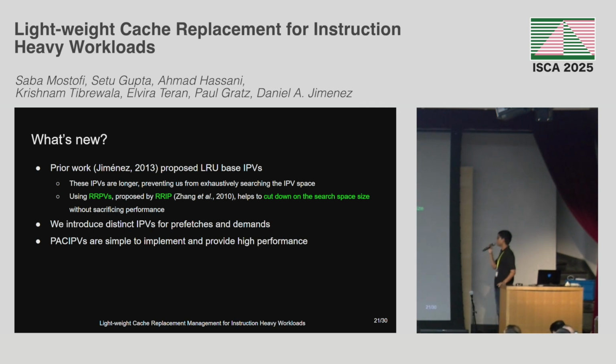By using RRPVs instead of LRU positions, our IPVs can be shorter, and that's why we can actually exhaustively search the whole space. Furthermore, we also introduce distinct IPVs for prefetches and demands, and that leads us to invent PAC IPVs, which is a simple policy for high-performance cache replacement.